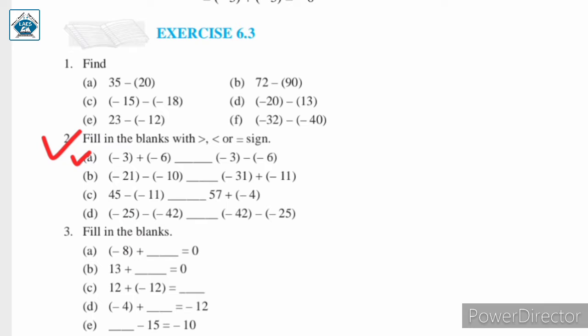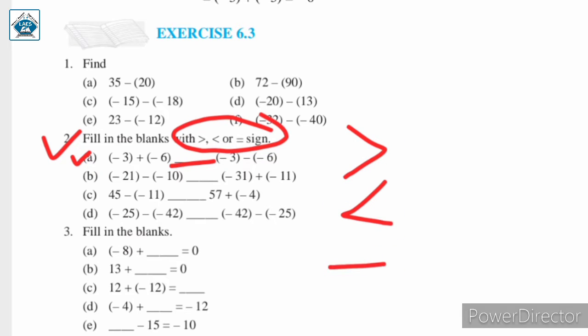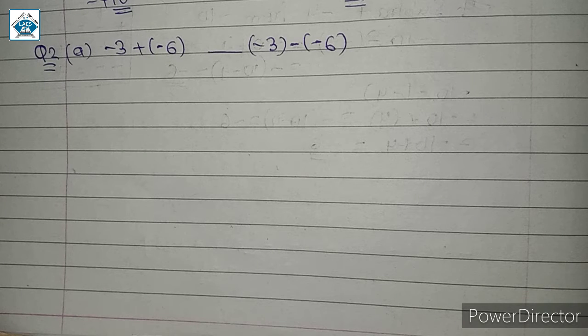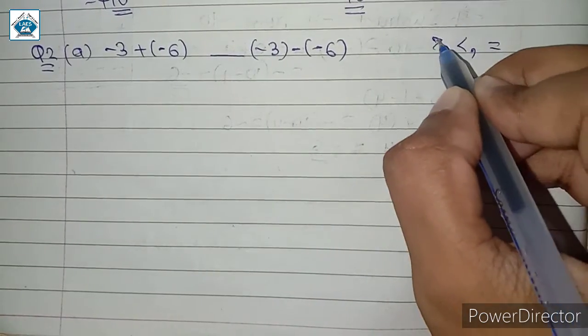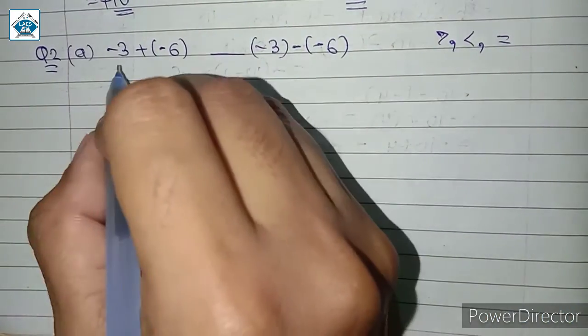So here in this question, ये जो blank space है यहाँ पे हमें fill करना है with any of these sign, या तो greater than, या तो less than और equal to. So let us see the solution. So in question number 2 we have to fill in the blanks with greater than, less than और equal to sign. So यहाँ पे सबसे पहले इसको solve कर लेते हैं.